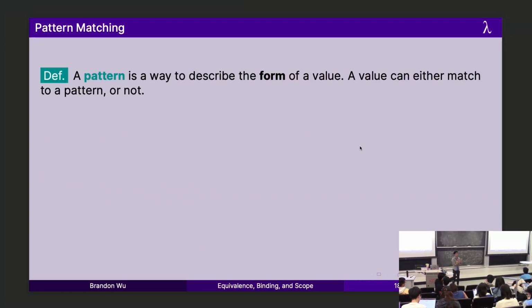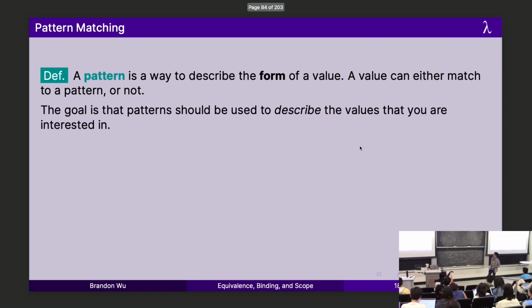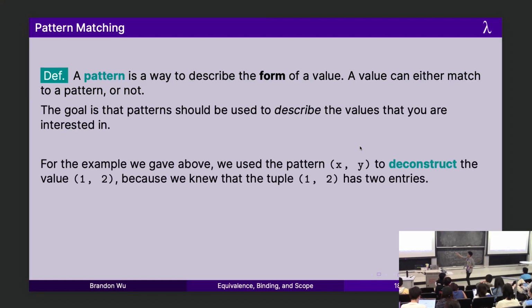A pattern is a way of describing the form of a value. Values can take forms like 2, or 3, or 1, 2, or true, or anything in between. Those are all things that can be values. But suppose that we want to break down that value. We want to be able to match to it. So patterns should be able to describe them.